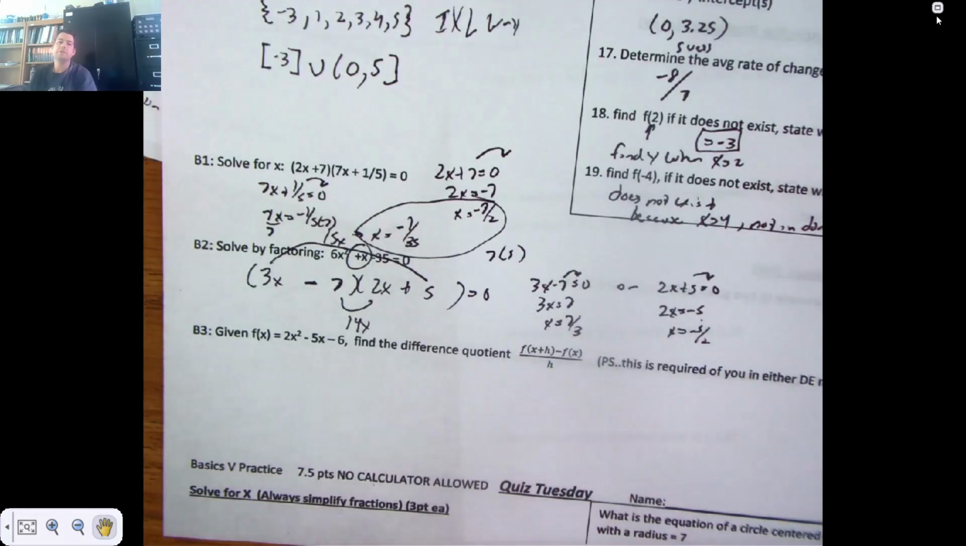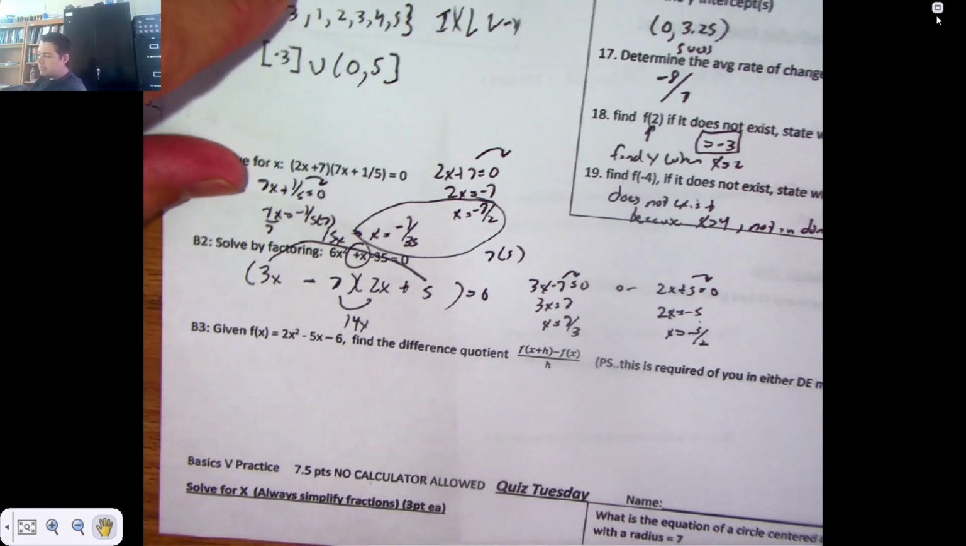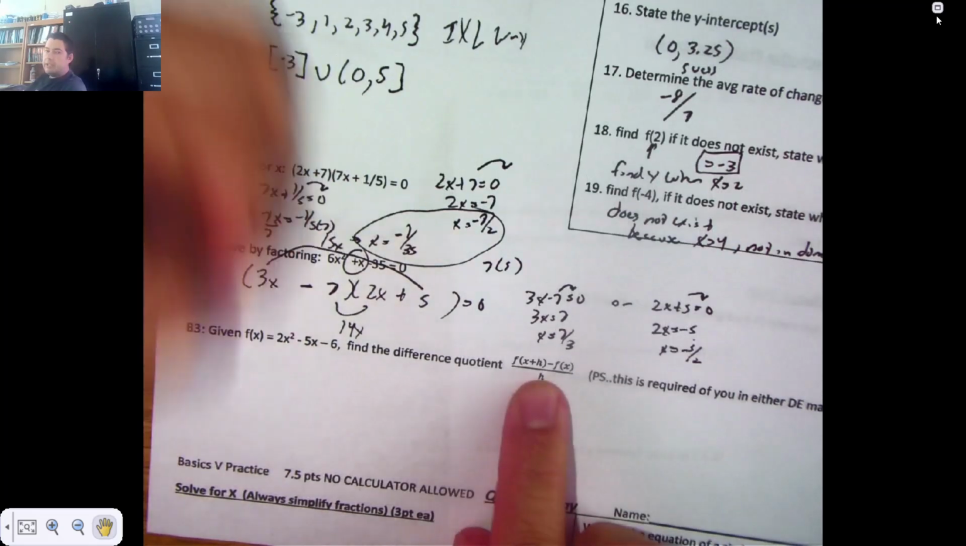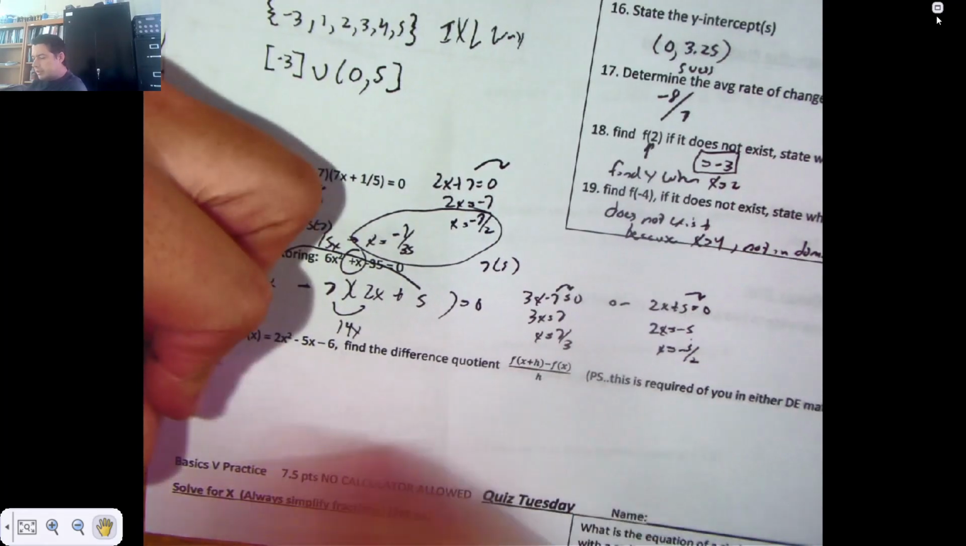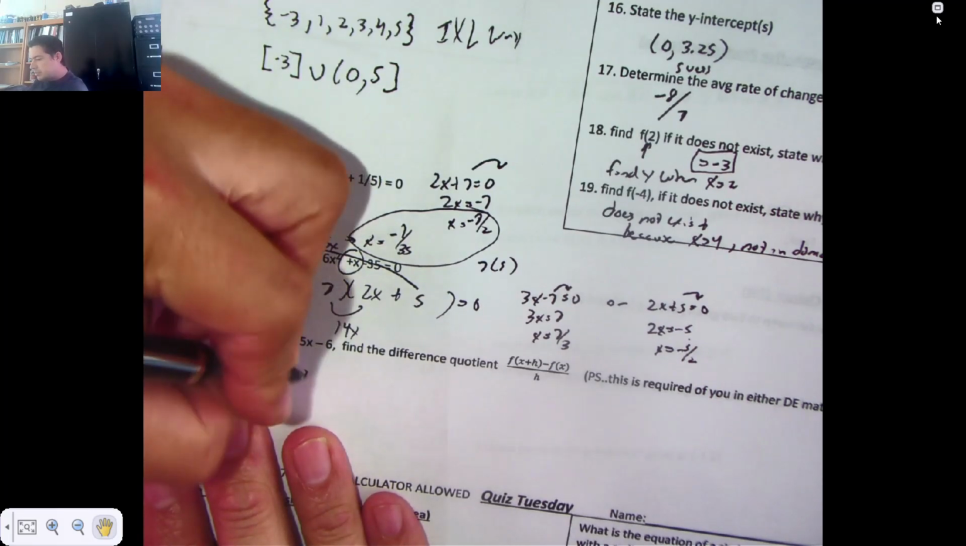Bonus 3 is the difference quotient. You don't really have to know how to do this unless you're going to take me next year or you're going to take dual enrollment math next year. If you're just going to take bridge math, you don't have to worry about this. But we're going to do everything it says. It wants f of x plus h, which means that everywhere I see an x, I let it be x plus h.